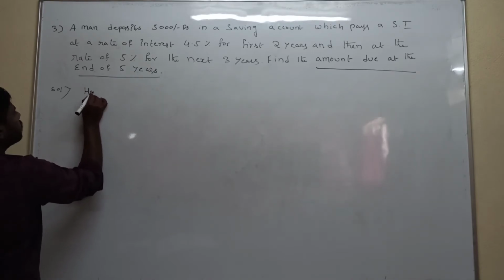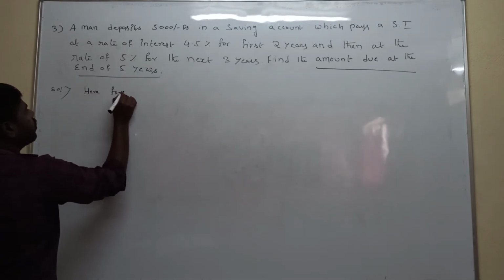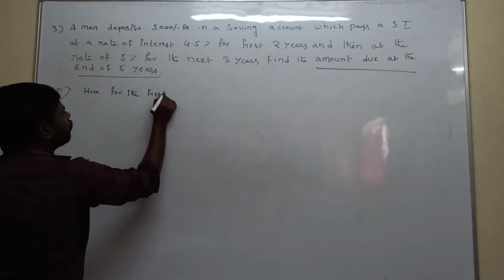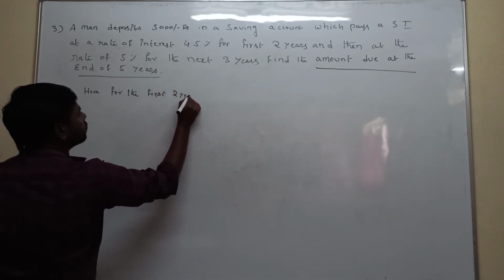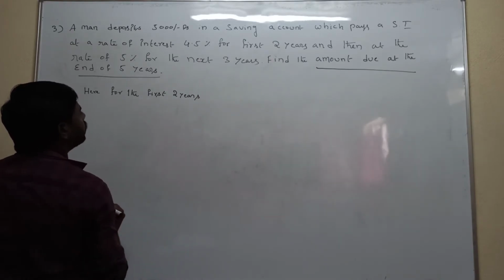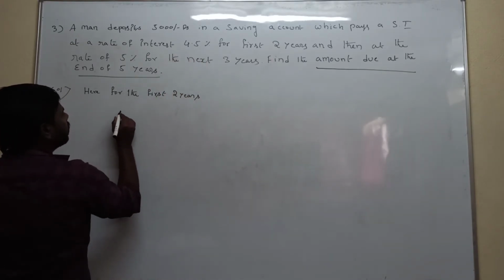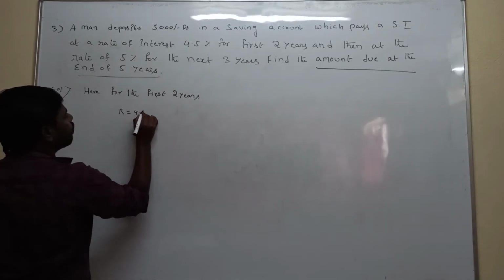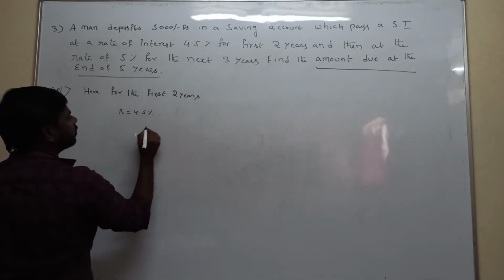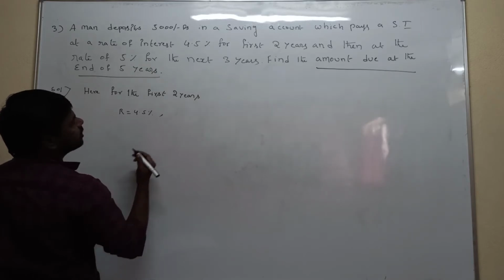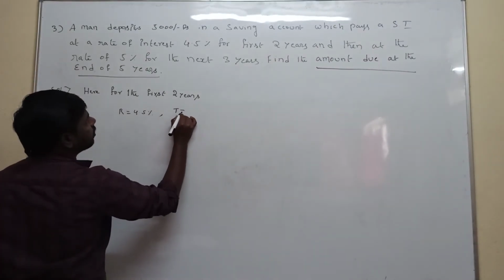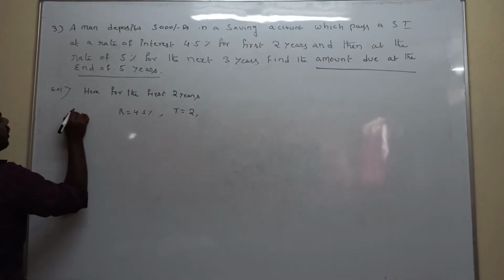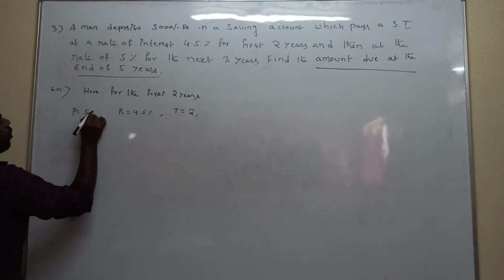Here, for the first 2 years, what is the rate of interest given? Rate of interest is equal to 4.5%. Next, what is the time T given? Time T is equal to 2 years. What is the principal amount? Capital P is equal to 5,000.